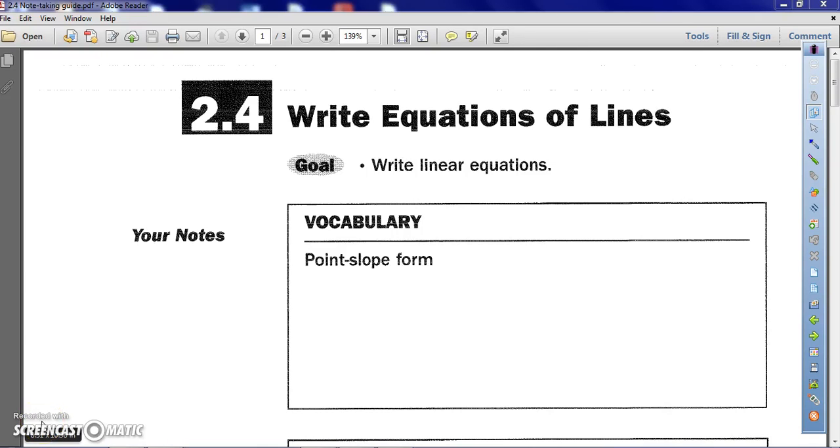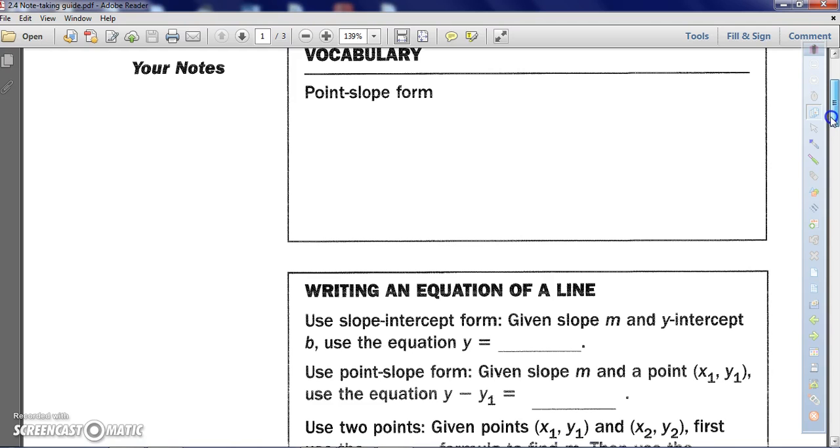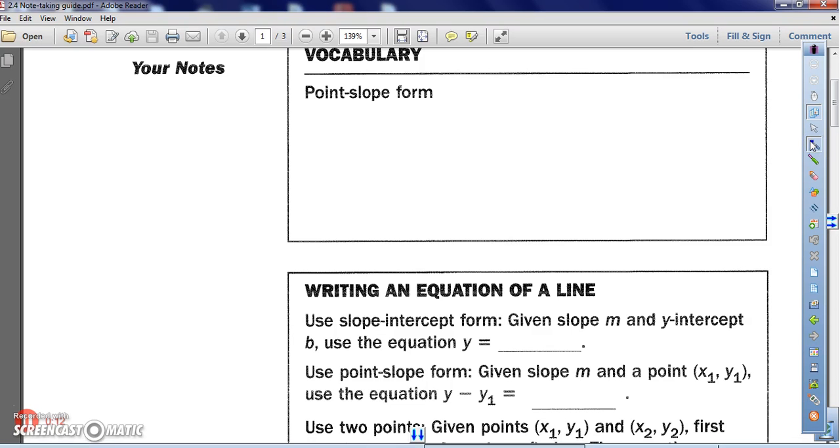These are the notes for section 2.4, writing equations of lines. Now in this section we're going to look at another kind of equation for a line called point-slope form. So let's begin by writing that out, and then we'll come back to it here in a little bit. Point-slope form looks this way. y minus y sub 1 equals the slope, which is m, times the quantity x minus x sub 1.